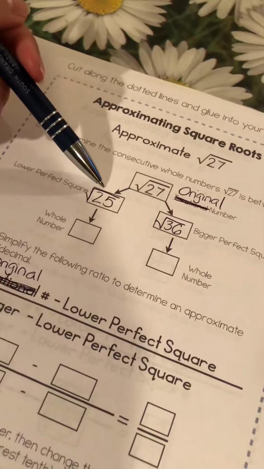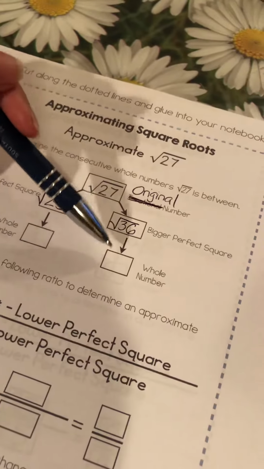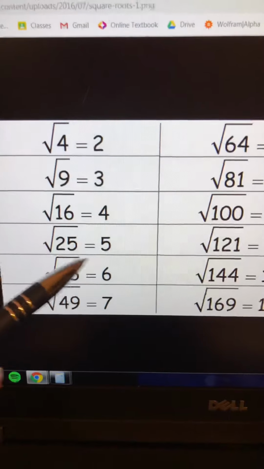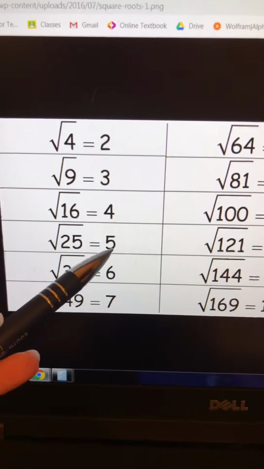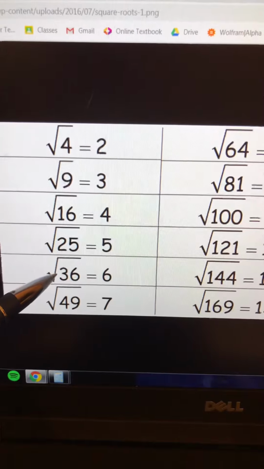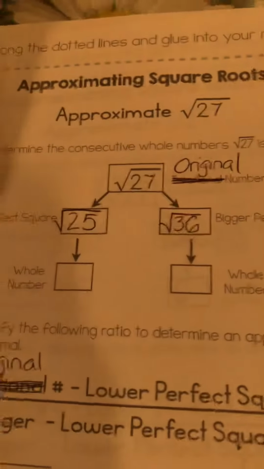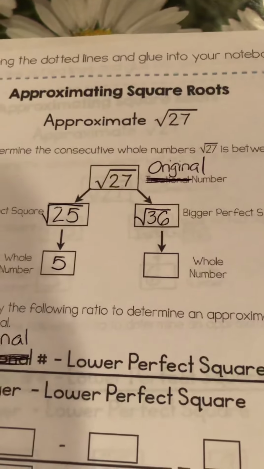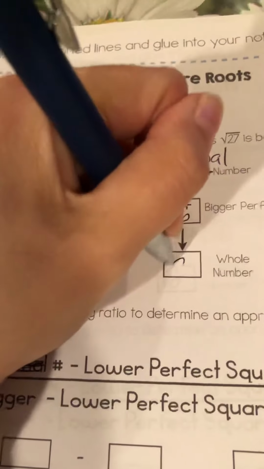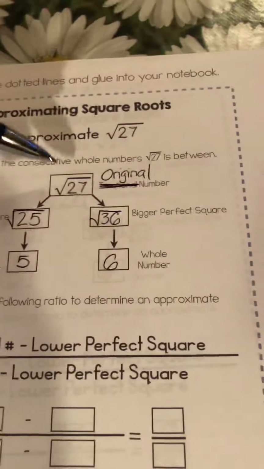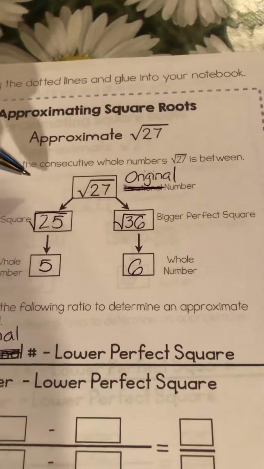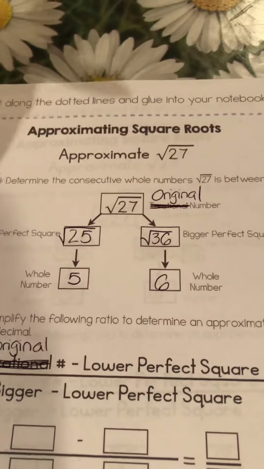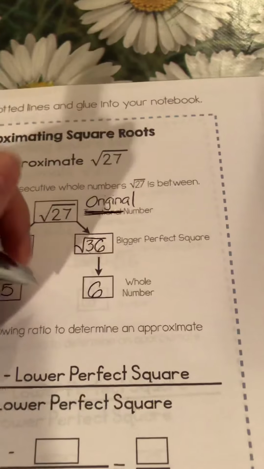Now we have to figure out the square root of 25 as a whole number and the square root of 36 as a whole number. If you don't know that off the top of your head, take a look at the chart. The square root of 25 as a whole number is 5, and the square root of 36 as a whole number is 6. So underneath the square root of 25, we're going to write 5, and underneath the square root of 36, we're going to write 6. The square root of 27 is going to be a decimal that's between 5 and 6. So 5 point something. 5 point what though?